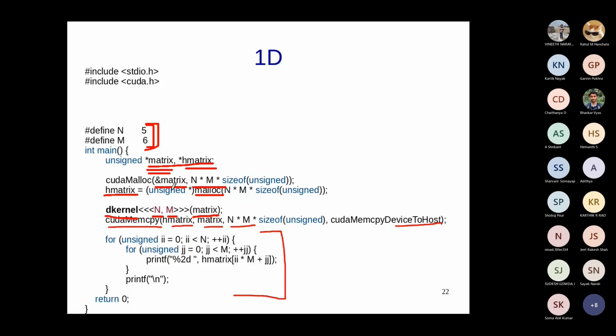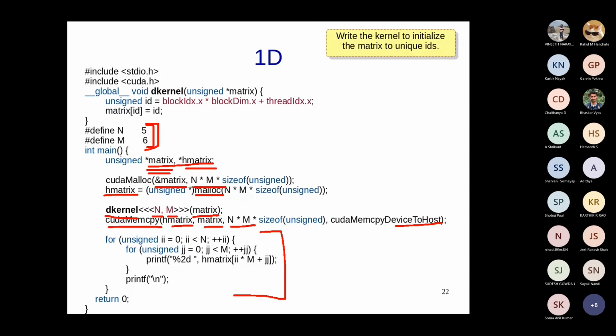How should the code be written such that I initialize the matrix to unique IDs? Whatever we have discussed about the unique ID of a student inside a bus, you have to apply now to create this kernel. Can somebody quickly write that kernel?